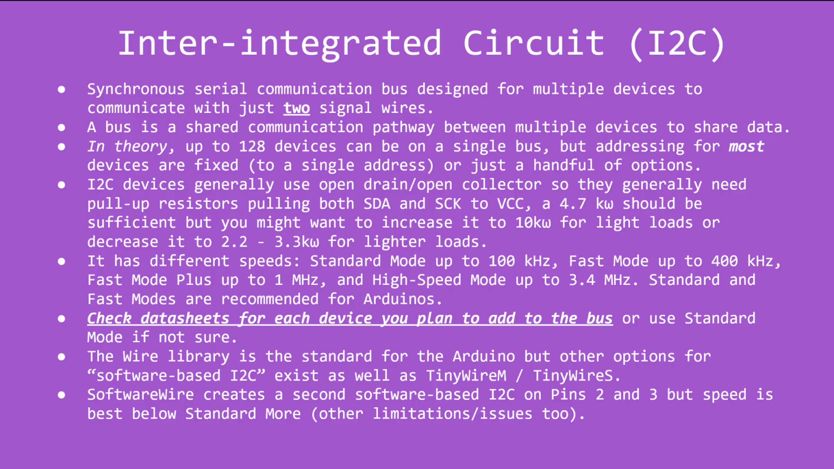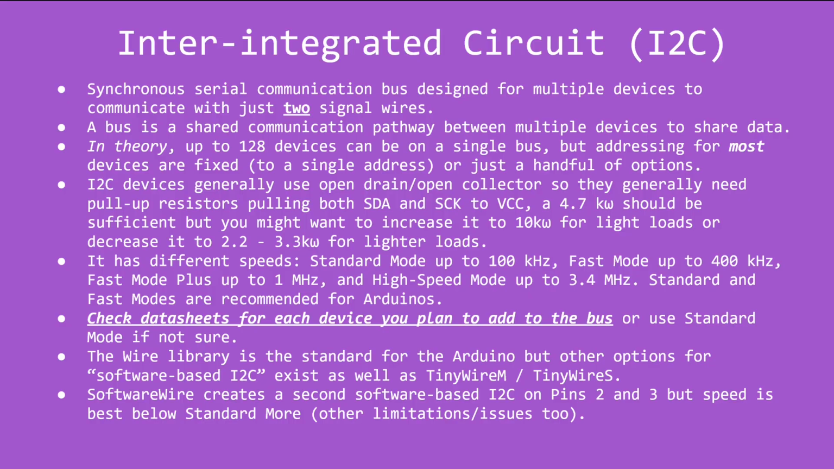It does have different speeds depending on the mode. Standard mode goes up to 100 kilohertz, fast is 400, fast mode plus is 1 megahertz, and then we have high speed that goes up to 3.4 megahertz. Now, standard and fast modes are usually the ones recommended for Arduinos. Pretty much every device is going to support at least standard, maybe also fast mode. The other ones are a little bit more touchy.